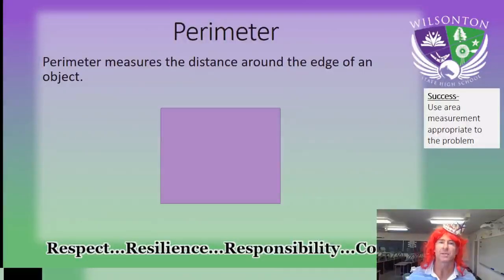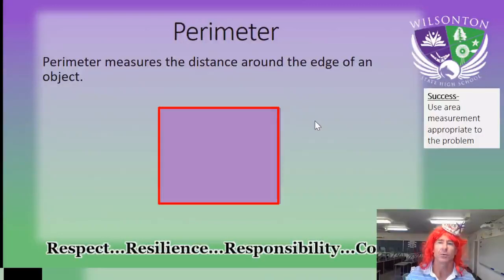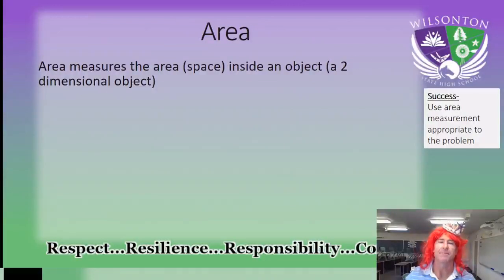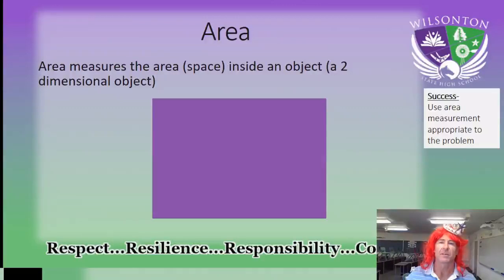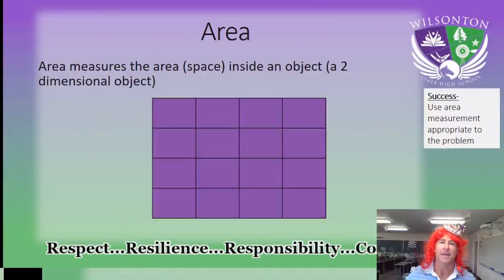Okay, just a recap from yesterday. Perimeter measures the distance around the edge of an object. So there's the object there on the screen. The perimeter is that red line that goes around the edge of the object. So moving on to area, area measures the space inside an object. So we're talking about a two-dimensional object now. Okay, so there's the object again. And there's the space inside the object, which is what area is.